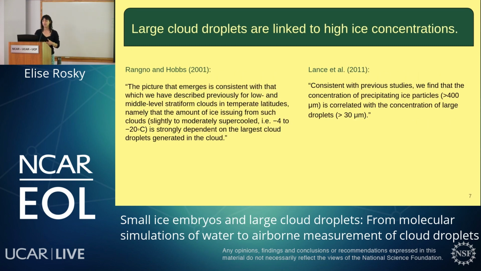Furthermore, large cloud droplets are linked to high ice concentrations in clouds. For those of you who listened to Paul Lawson's talk a few seminars ago, he gave a lot of background information on these observations. But I put two quotes here from different observations of this phenomenon. One from 2001, where the amount of ice is strongly dependent on the largest cloud droplets generated in the cloud. And a more recent one in 2011, Sarah Lance et al., where they found similar results for high ice particle concentrations correlated with droplets larger than 30 microns.